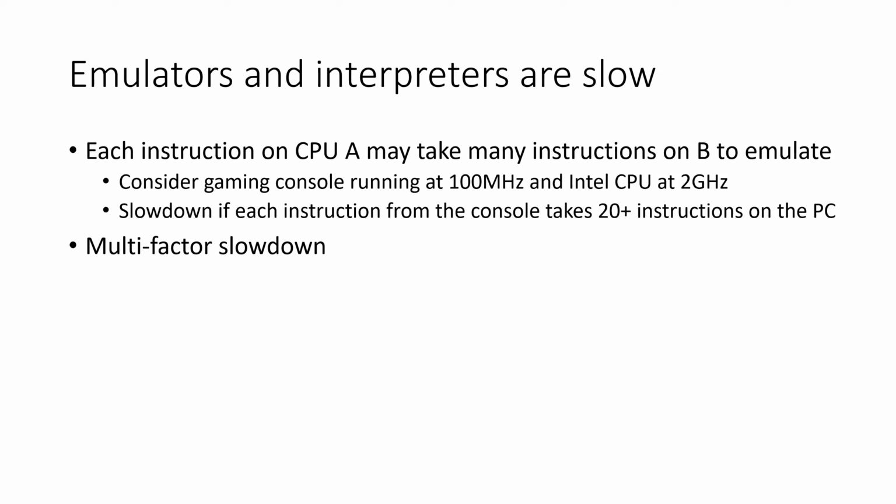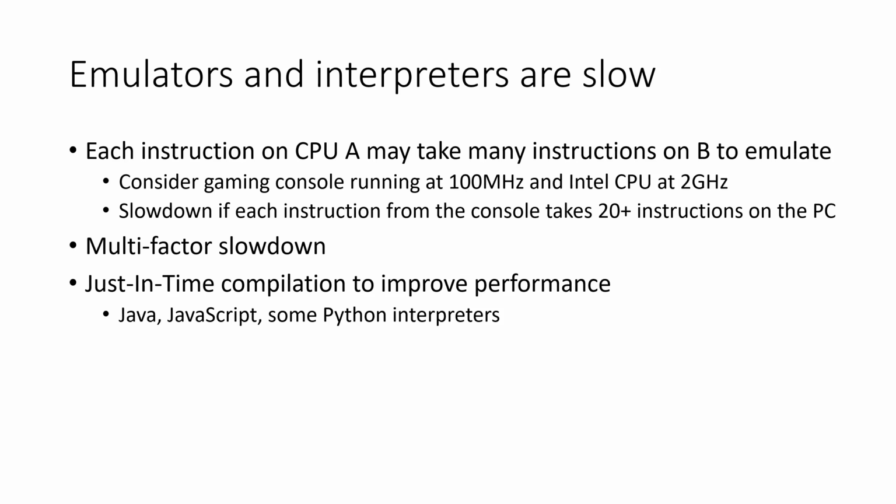So we usually don't emulate a PC inside another PC, because each instruction on the emulated PC will require many instructions on the underlying hardware to complete. Emulation usually incurs a multi-factor slowdown, like 2 times, 3 times, maybe 4 times, depending on what's being emulated. So there's this loss of performance.